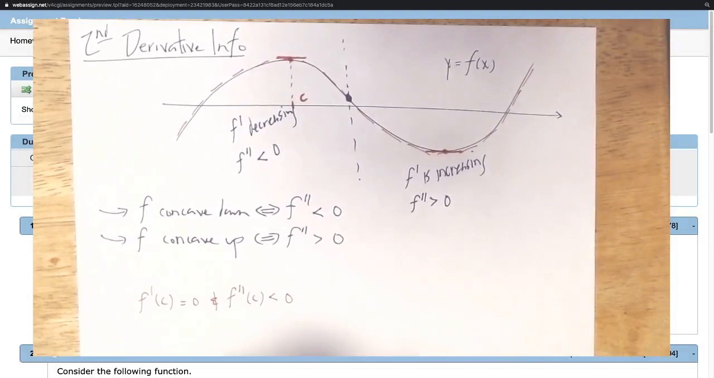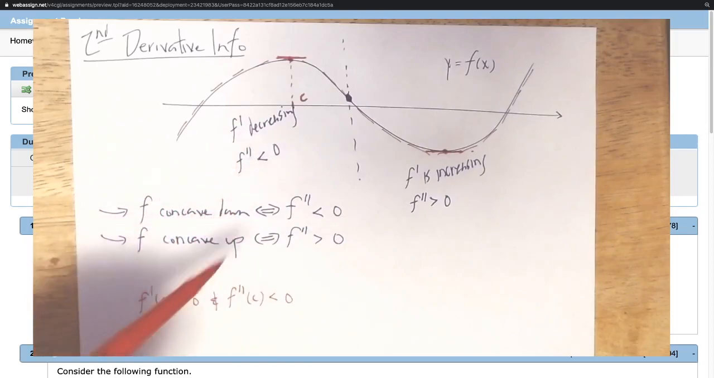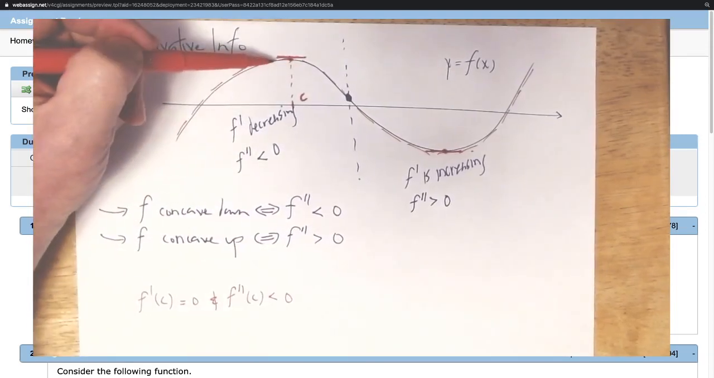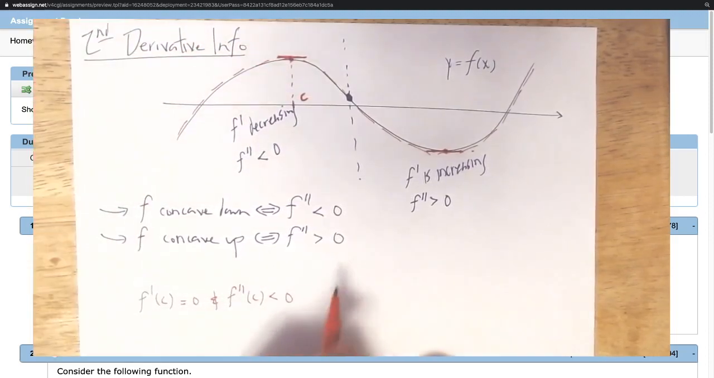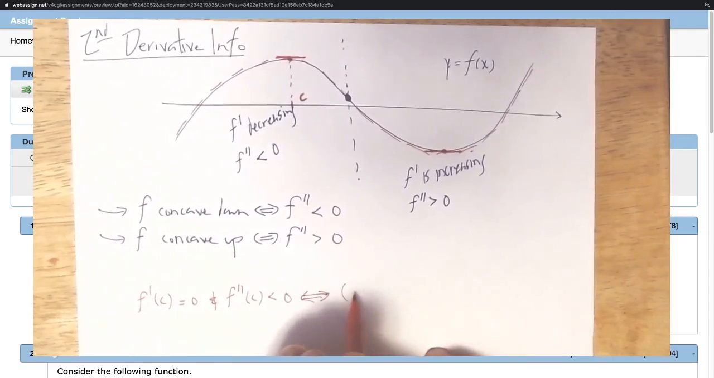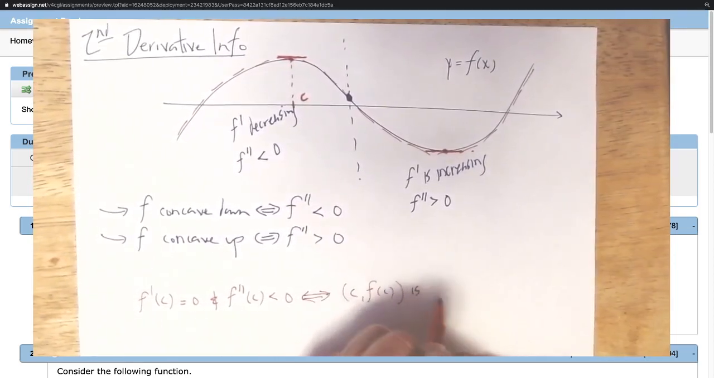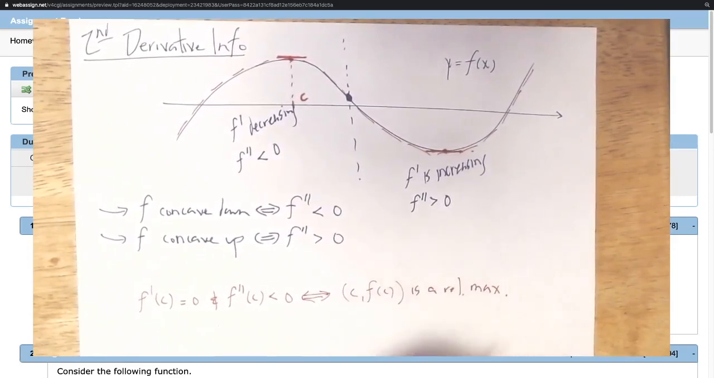Well, think about it. f double prime of C less than 0, that says we're concave down. So we have this kind of shape. And f prime of C equals 0 says we've got a flat tangent line. So if you combine those two things, you've got a flat tangent line and you're concave down, you see that you have to be at a peak. And so that would say that the point C comma f of C is a relative maximum value for f.